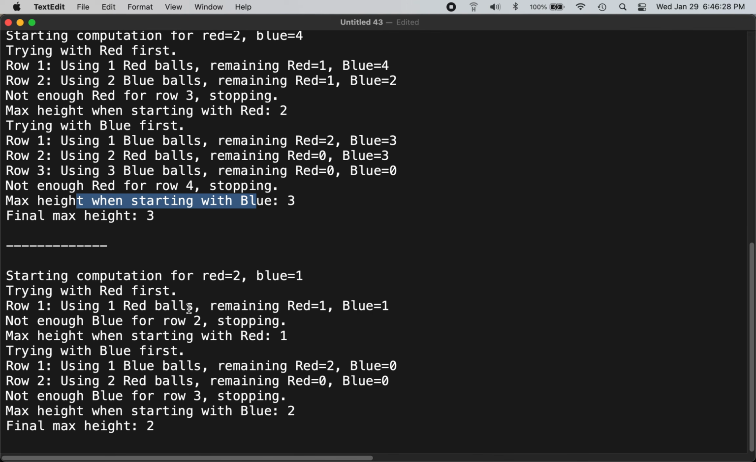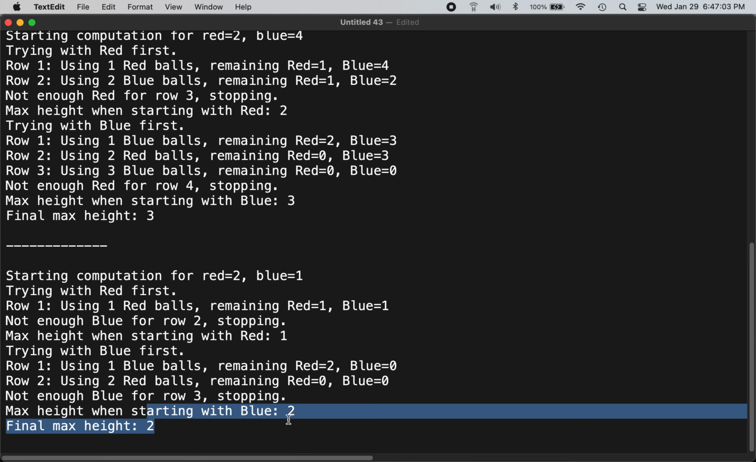Similarly, in this one, red is 2 and blue equals 1. Starting with red, you use one ball, and then red 1, blue 1, and then not enough for row 2, so the maximum height is 1. And when you're using the blue ball first, you use one blue ball, and then remaining red is 2 and blue becomes 0, and then you can use the 2 red balls to complete row 2, and then you have not enough blue balls because it's already 0. So the max height is 2 in this case.